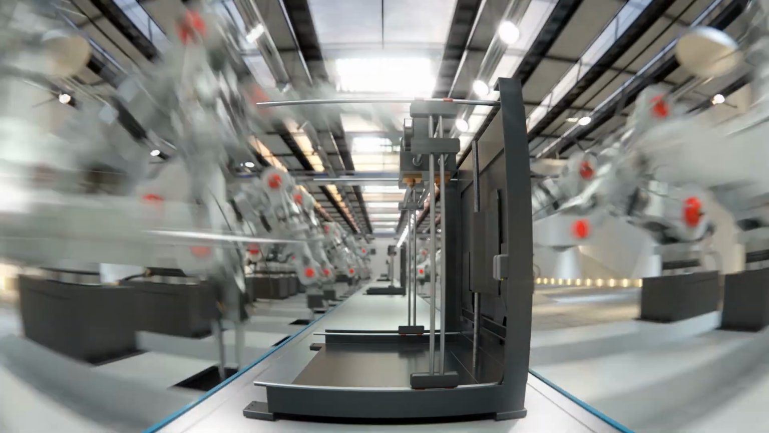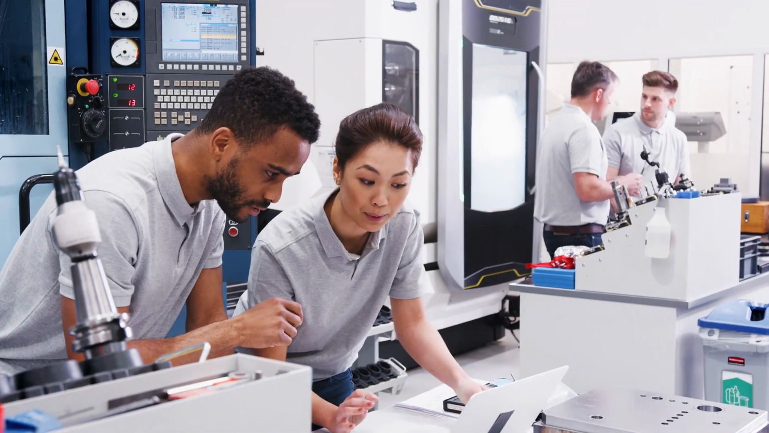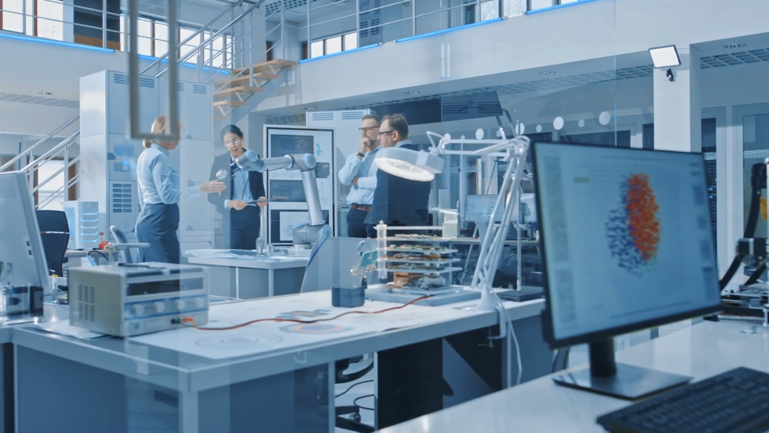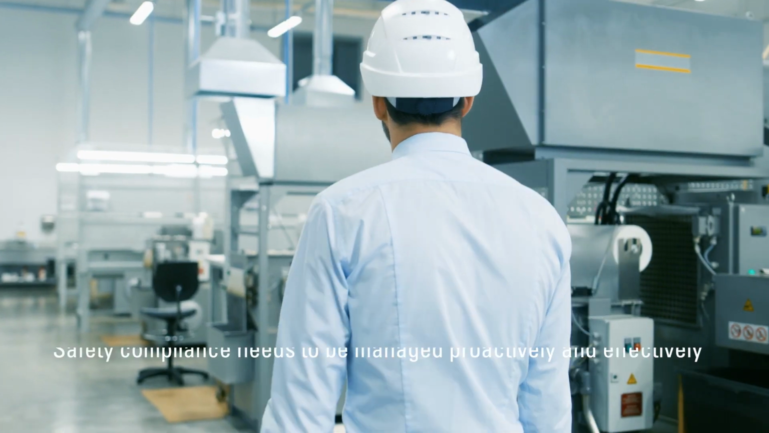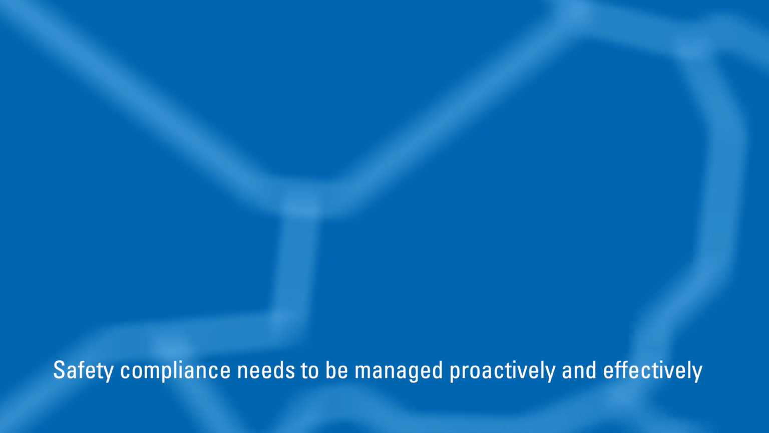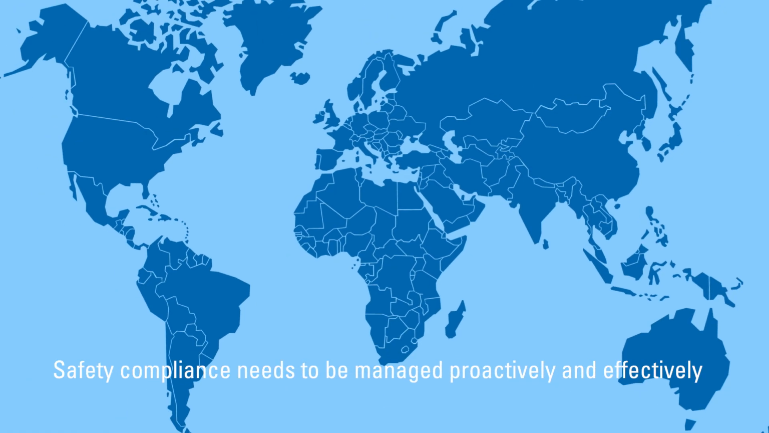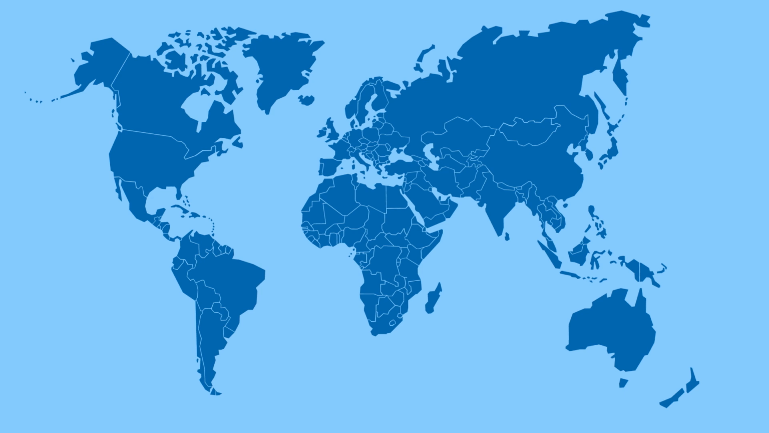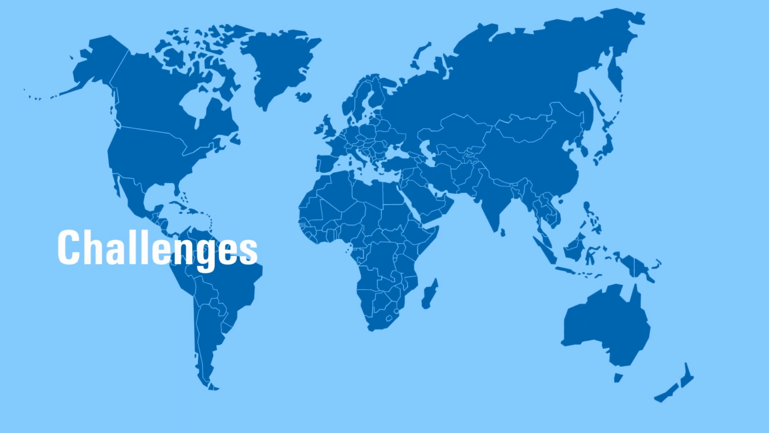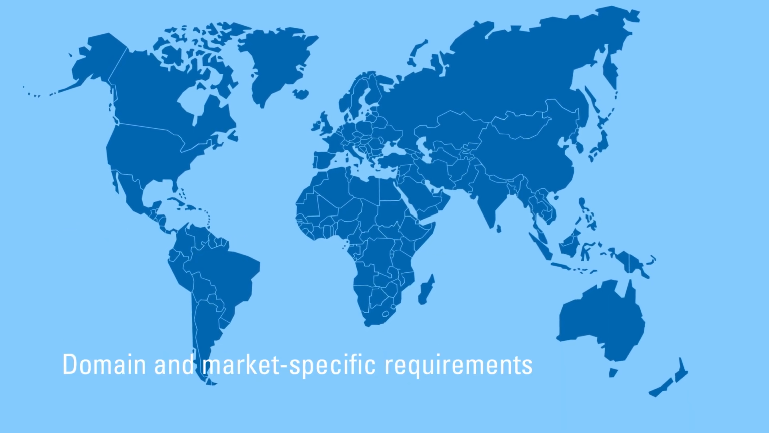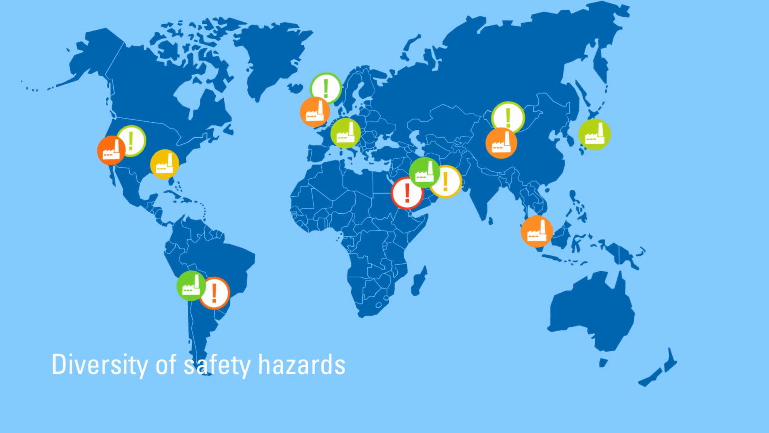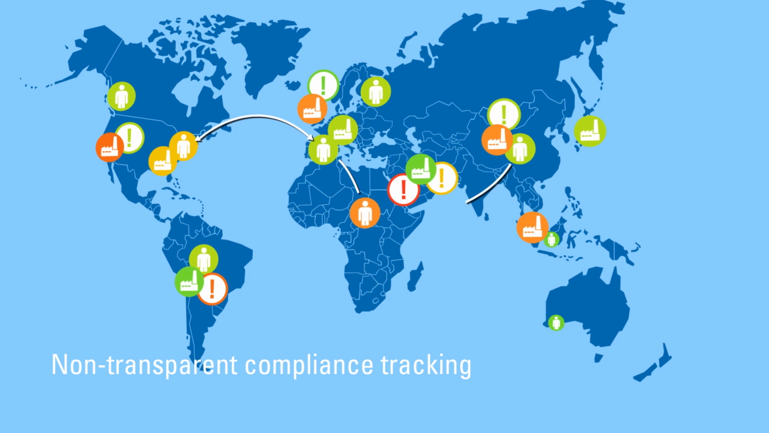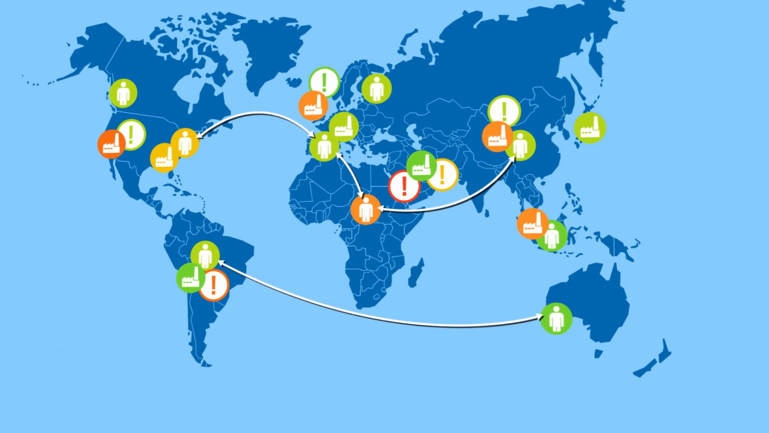Machinery safety plays an important role when it comes to the overall performance of any manufacturing company. To minimize downtimes and prevent hazards, safety compliance needs to be managed proactively and effectively across sites. This can prove a complex task. The challenges include domain and market-specific requirements, diversity of safety hazards, non-transparent compliance tracking.